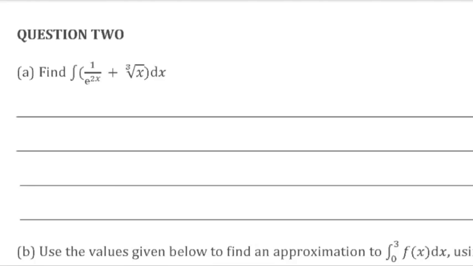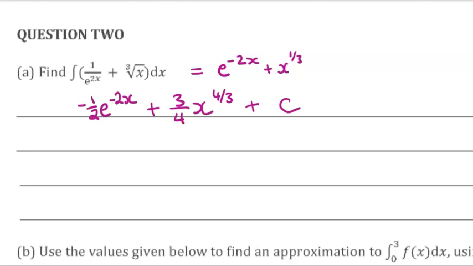Okay, back to some of the easy stuff. 2a, achieved question. We're first of all going to write that into power form to make it easier to integrate. Then integrate each term. You know how to integrate e and x with powers and then add on your plus c.